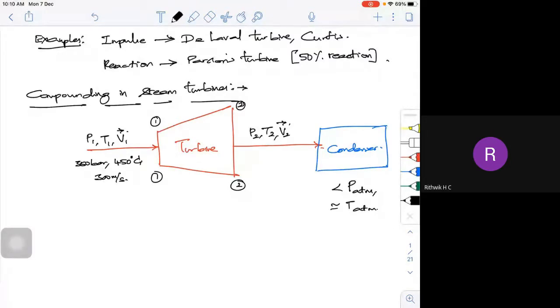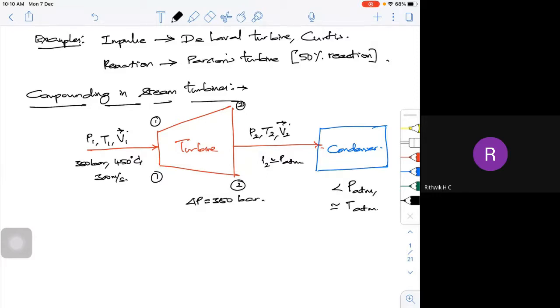Now, what should be your exit? Your condenser is operating at a pressure less than atmospheric. Now look at this: what is the delta P? Your exit P2 is almost atmospheric, it should be nearer to atmosphere. So 350 bar and 1 bar or 1 atmosphere. Look at this, what is my delta P? My delta P is around 350 bar. The pressure difference is around 350 bar.